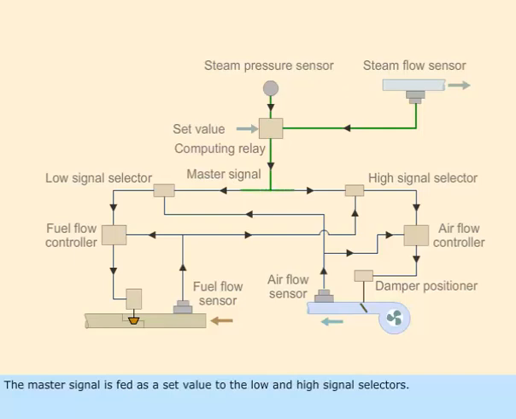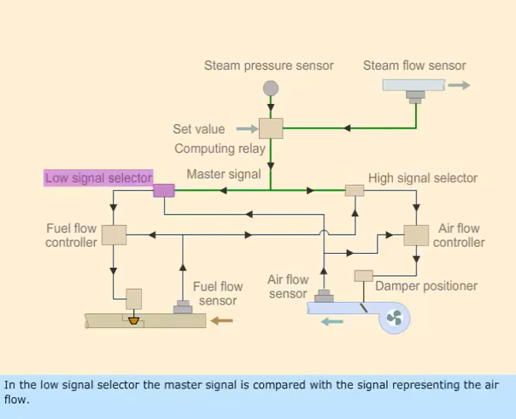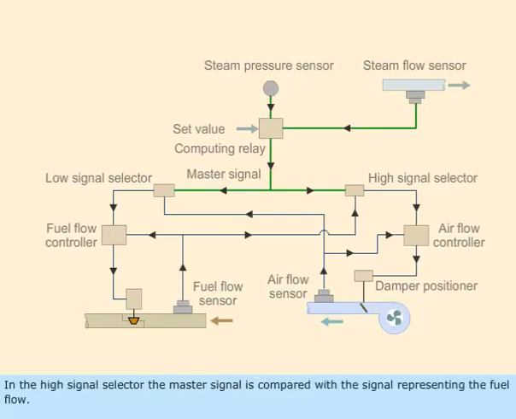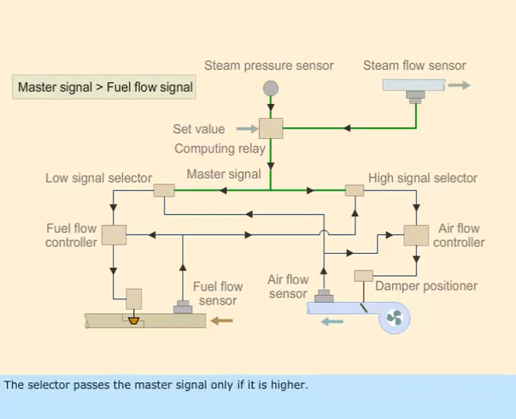The master signal is fed as a set value to the low and high signal selectors. In the low signal selector, the master signal is compared with the signal representing the airflow. The selector passes the master signal only if it is lower. In the high signal selector, the master signal is compared with the signal representing the fuel flow. The selector passes the master signal only if it is higher.